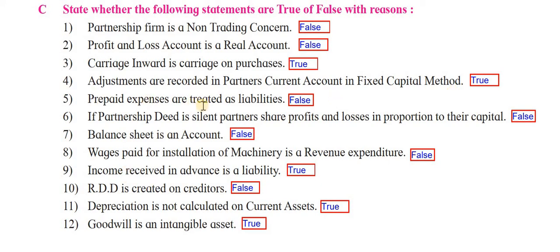Fifth is prepaid expenses are treated as liabilities. Completely no, it's false children, क्योंकि prepaid expenses तो assets में आता है, isn't it? How can it be treated as a liability? So it's false. Next, if partnership deed is silent, partners share profits and losses in proportion to their capital.